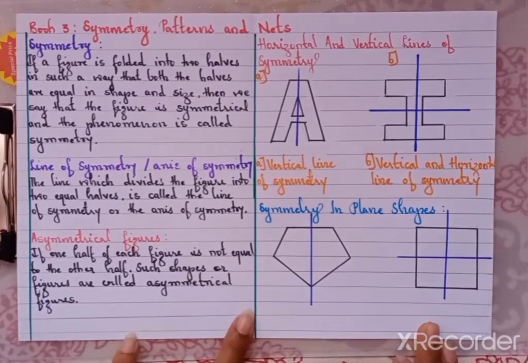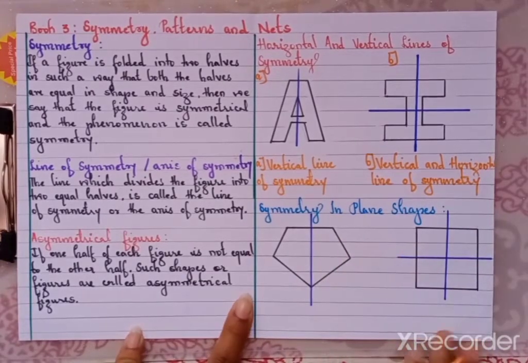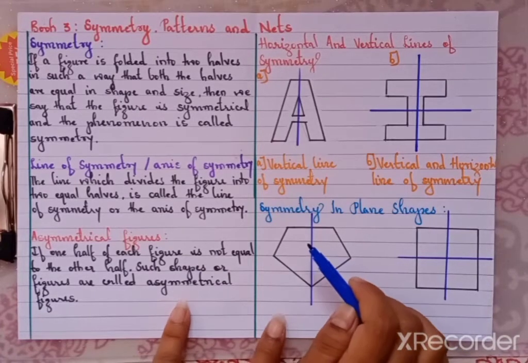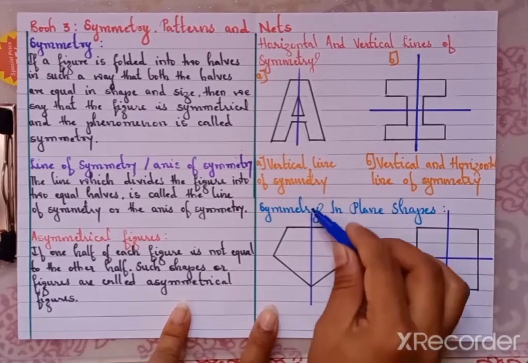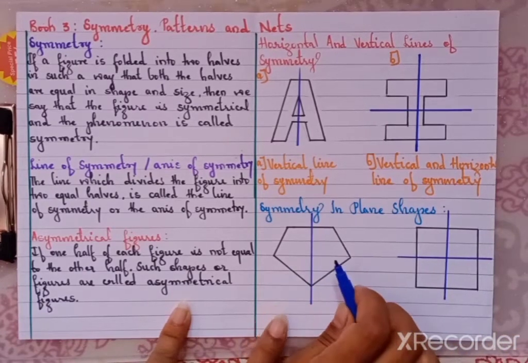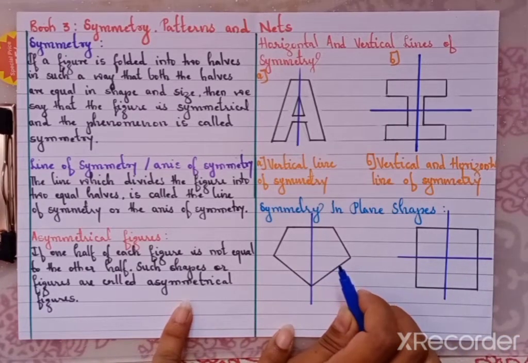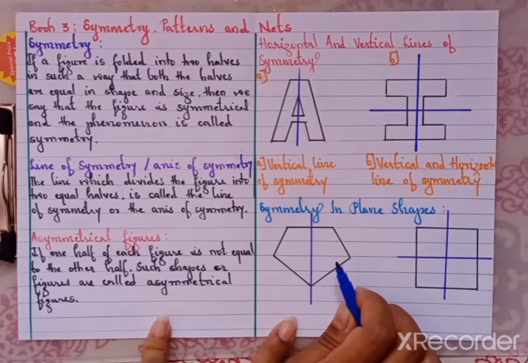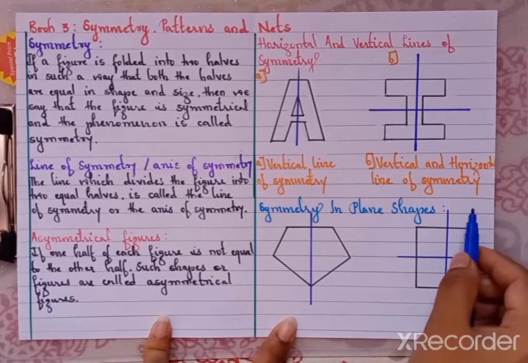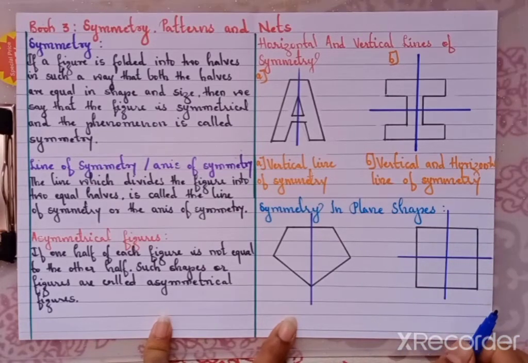Next, we have symmetry in a plane shape. So here let's see how many lines of symmetry are possible. Just see here, already I have drawn one. In case of plane shapes, let's understand first: two-dimensional shapes are called plane shapes. Here we have a pentagon, and here I have a square. Let's check how many lines of symmetry are possible.